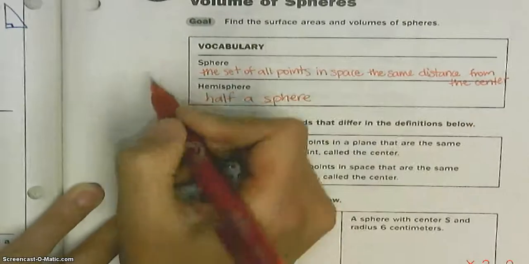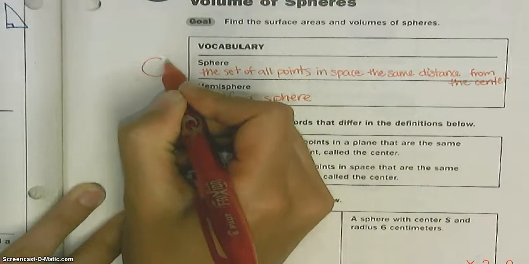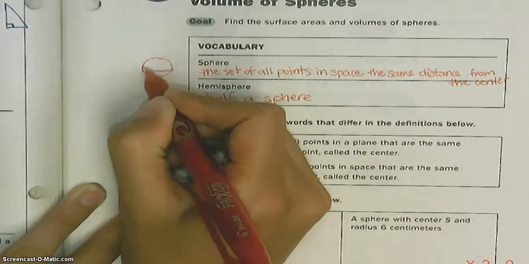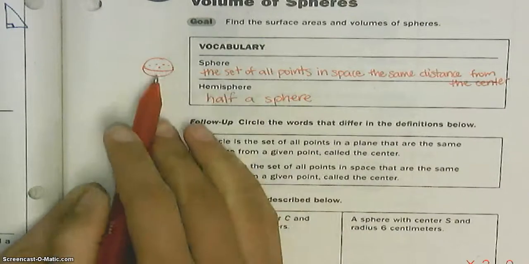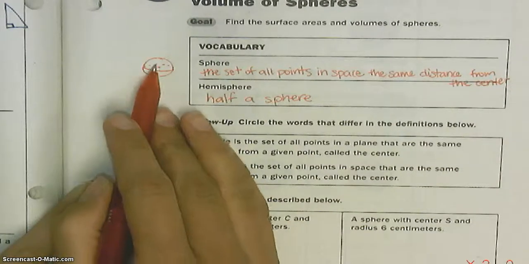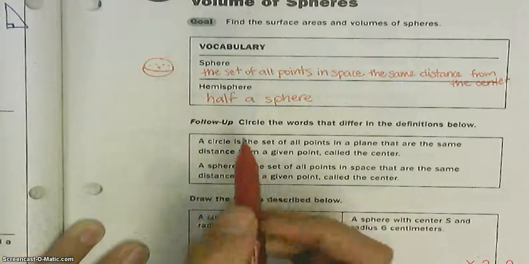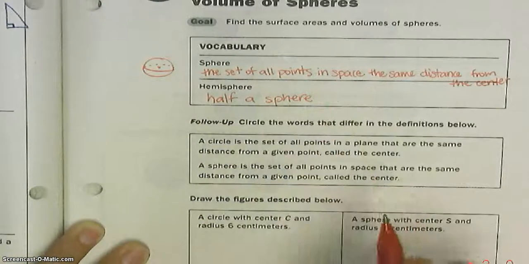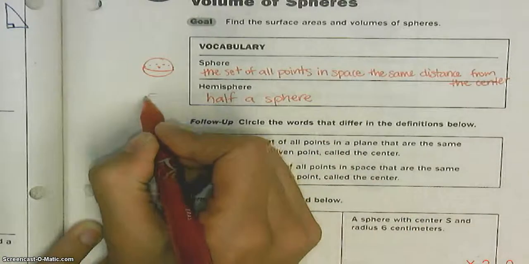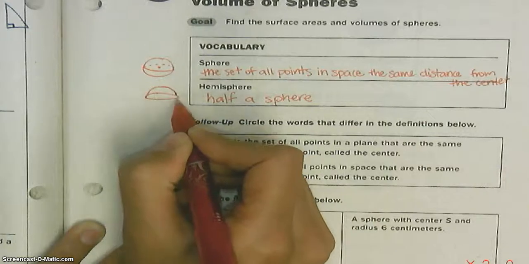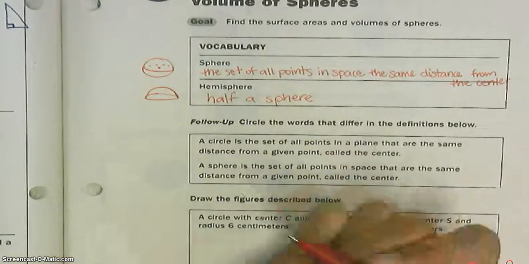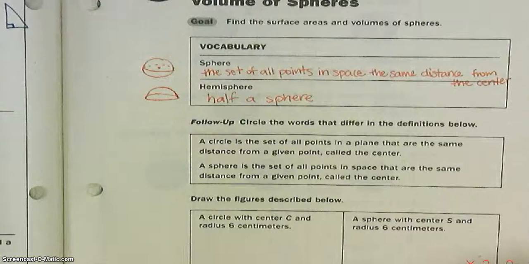So if we were to draw, I always draw a circle and then I try to make it look three-dimensional. Right, and there's the center point. So everything on this sphere is the same distance from that center point, and it's in space instead of in a plane now. It's not flat. The hemisphere is half of it. That's my best drawing of a hemisphere.